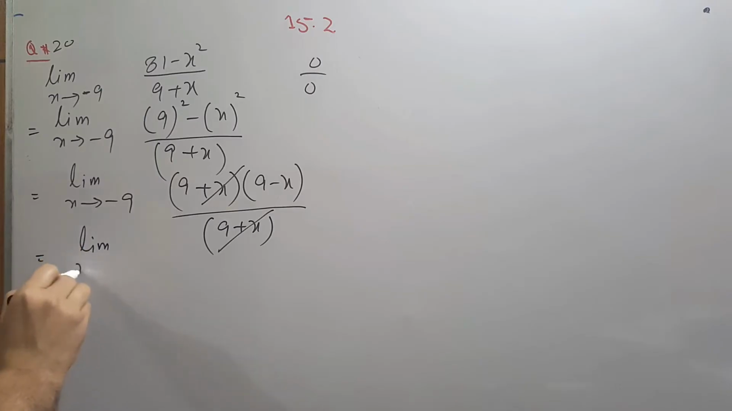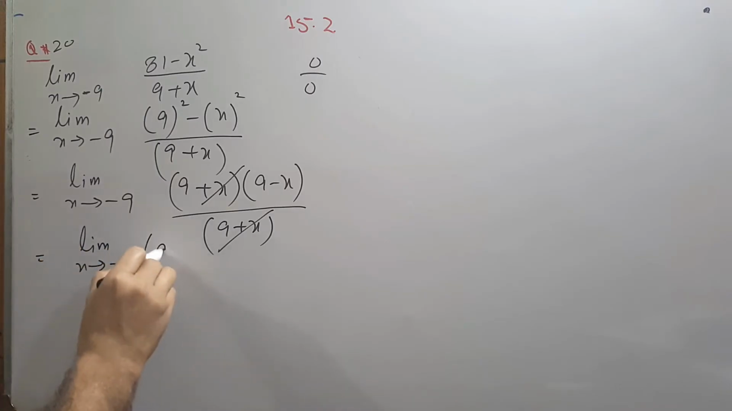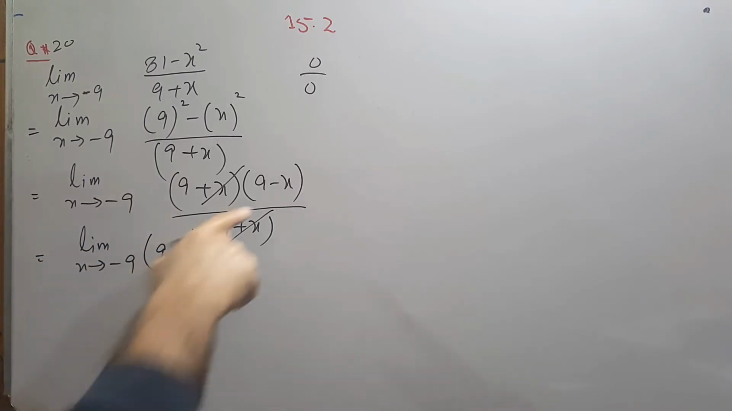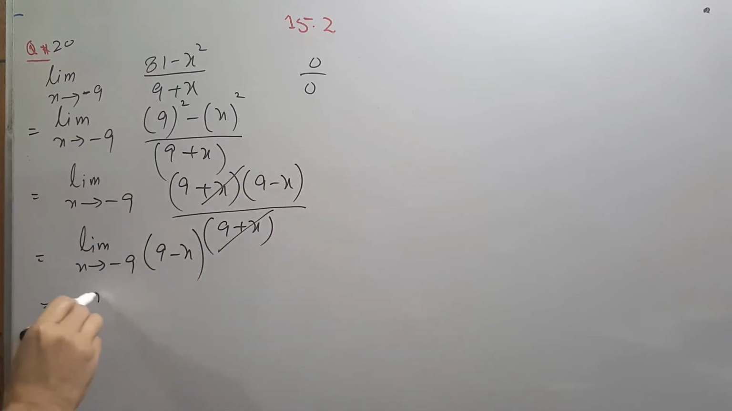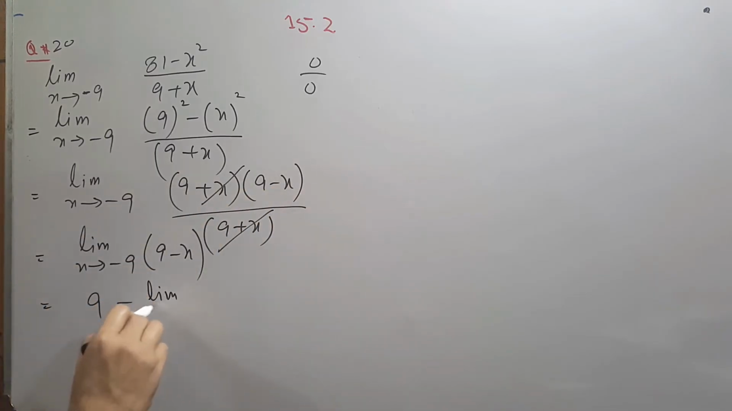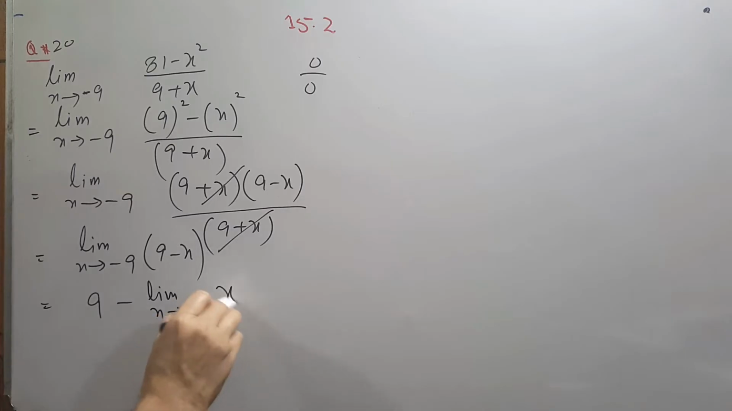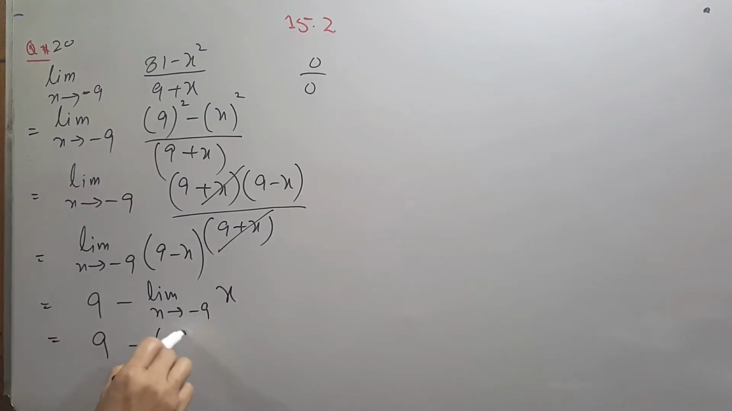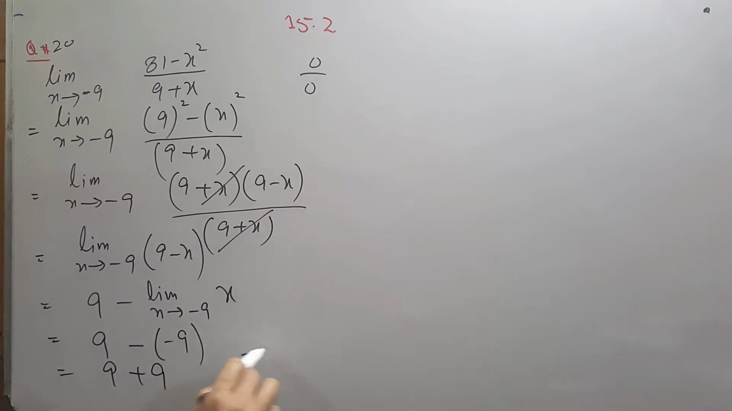And then we apply the limit only on 9 minus x. Now 9 is a constant, so it stays as it is. And if you apply the limit on the x only, so 9 minus, and instead of writing x, we will write down its limiting value. So that gives us 9 plus 9, and 9 plus 9 is 18.